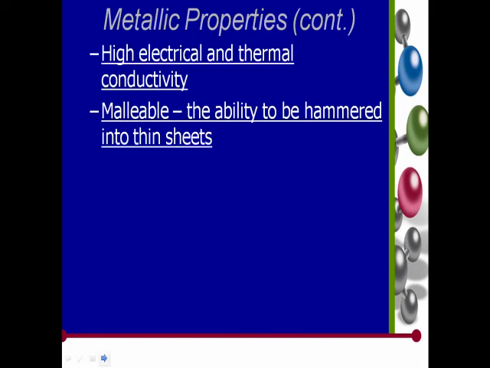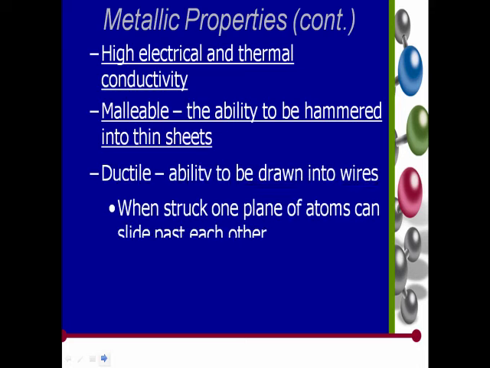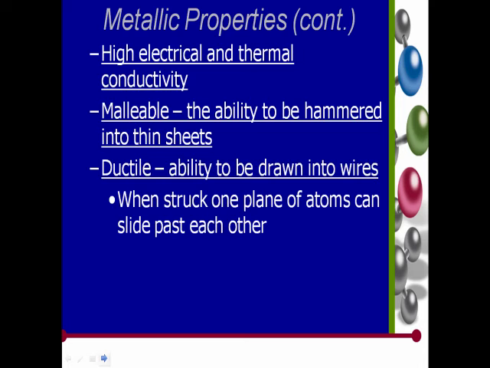Metals are malleable, so they have the ability to be hammered into thin sheets. So the fact that we have the sea of electrons allows atoms to slide past one another. And this is the same reason why metals are ductile. In other words, they can be drawn into wire.